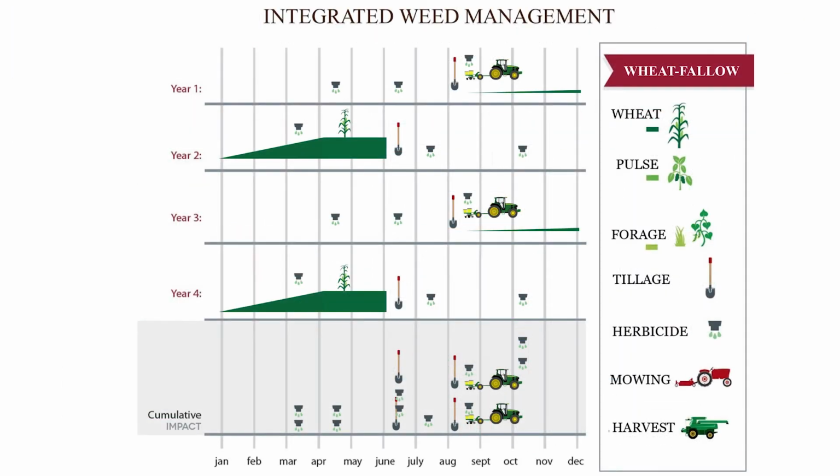I'll go through just a couple of examples of common systems here in the inland Pacific Northwest. This is a slide that shows the wheat fallow rotation and a summation of the events that occur as part of that wheat fallow rotation.